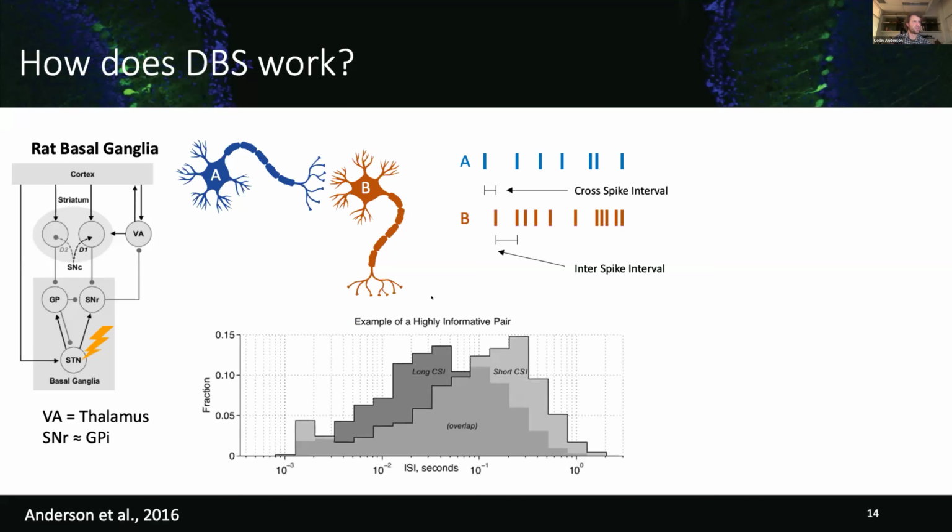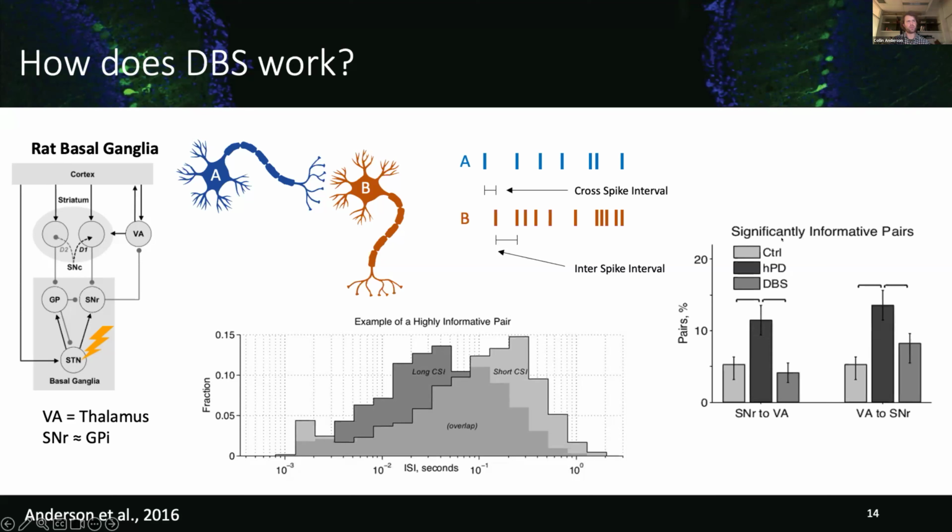And so what we find, if we're measuring what we call quantitative information, is that in this example of a highly informative pair, every time there has been a long cross spike interval, where neuron A hasn't fired for a long time before B fires, you're more likely to have a shorter inner spike interval. And if it's been a short time since neuron A fired, you're more likely to have a long inner spike interval. Basically, having a priori knowledge about neuron A is predictive about what's going to happen in the future about neuron B.